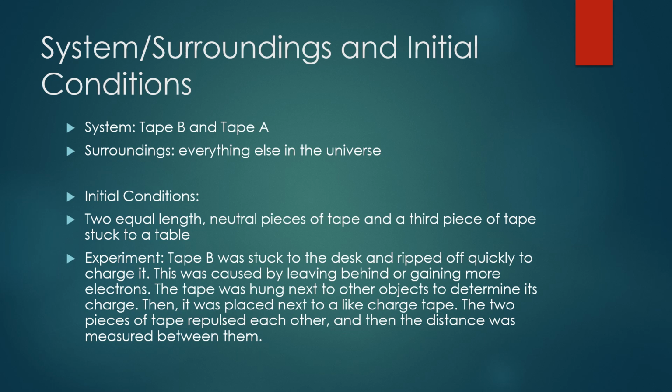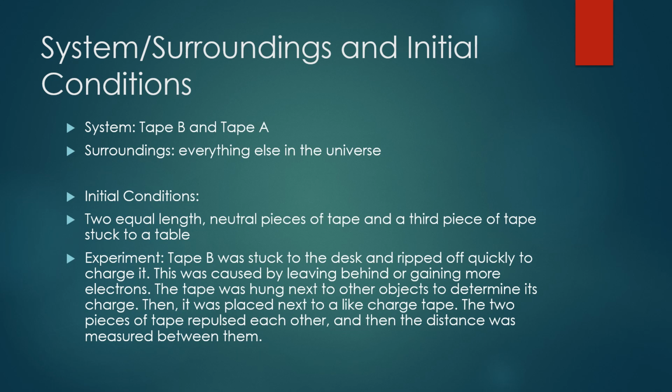Initial conditions: I have two equal length pieces of tape. They're both neutral at first, except for a third piece of tape, which is stuck to a table. The experiment consisted of me taping one piece of tape to a table and having two neutral pieces of tape. I pulled a piece of neutral tape from the table, and it charged that piece of tape. I was able to test it by holding it next to different charged items, and eventually next to the like charged piece of tape, which proved that it was positively charged and the same charge, as they pushed away from each other.